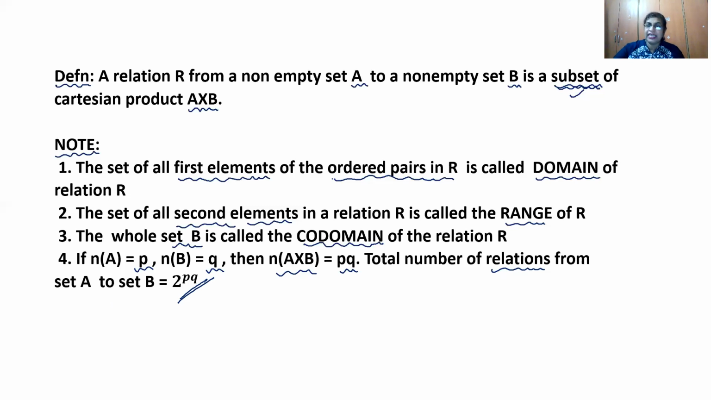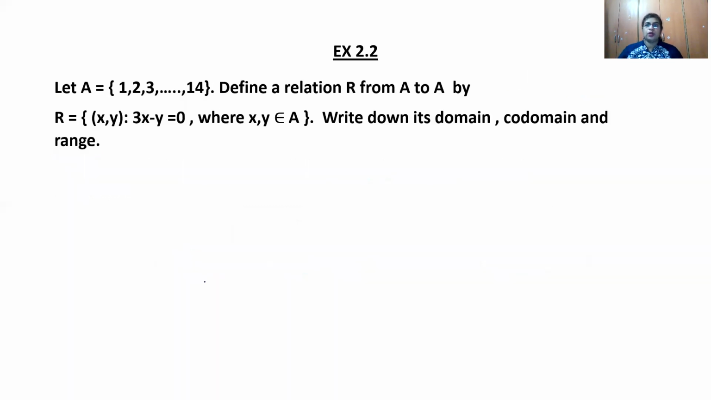Let us solve the second exercise, 2.2. Okay. Yes. So coming to exercise 2.2. So the first question over here. Let A be equal to 1, 2, 3 up to 14. So there are 14 elements in the set A. Define a relation R from A to A. So A is having 14, the next set, the codomain, is also having 14. So I have to define R using this definition.